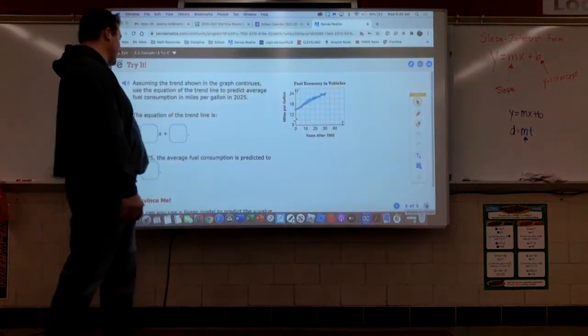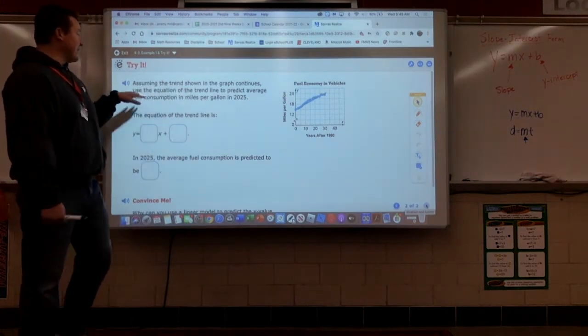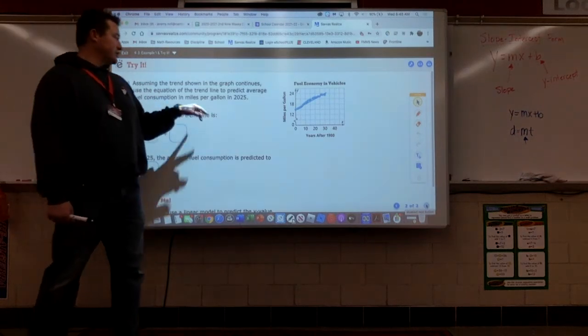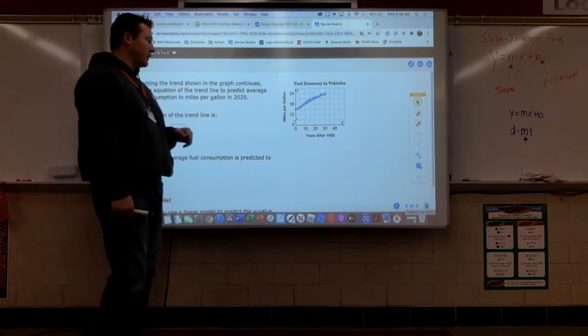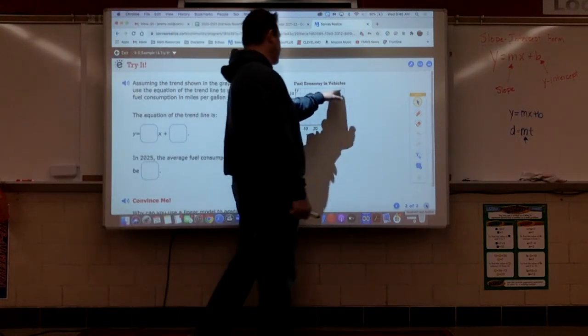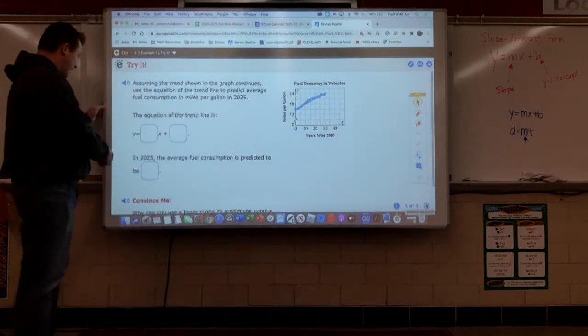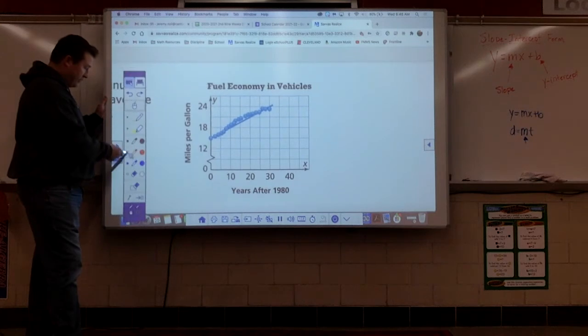Okay. All right. Assuming the trend line shown in the graph continues, use the equation of the trend line to predict fuel consumption, in miles per gallon, by 2025. So, folks, we got to come up with some good points here. Mr. Knoll's going to zoom in on that graph for me, and we're going to pick some good points here.